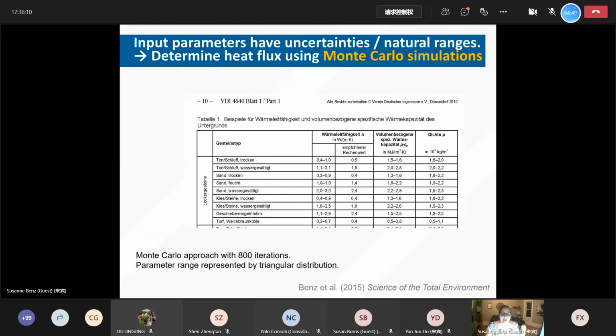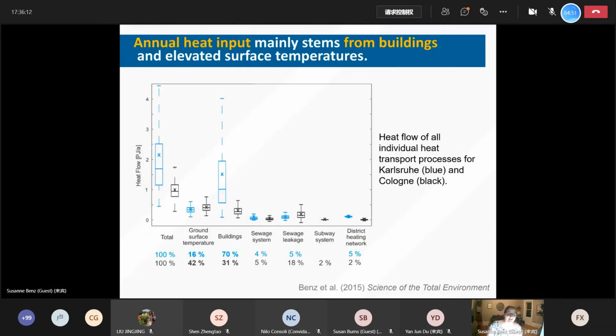Okay, now ready, we're going to results. Where does this annual heat input in the city mainly stem from? You're seeing this here for 2 towns. You're seeing it in blue for Karlsruhe and in black for Cologne, 2 German cities. And you will hopefully notice that this is pretty big. This one is the total, so this is just the sum of everything. But here buildings, especially in Karlsruhe, have the highest contribution to all of this.